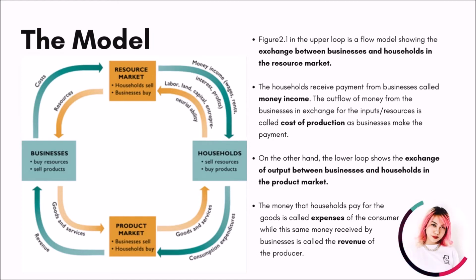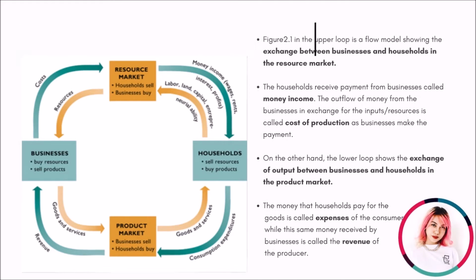On the other hand, the lower loop shows the exchange of output between businesses and households in the product market. Businesses produce goods and services which households demand to satisfy their wants. Businesses provide the goods and services and the households pay for these goods and services, which is shown by the outflow of money from the households. The money the households pay for the goods is called expenses of the consumer, while this same money received by businesses is called the revenue of the producer.